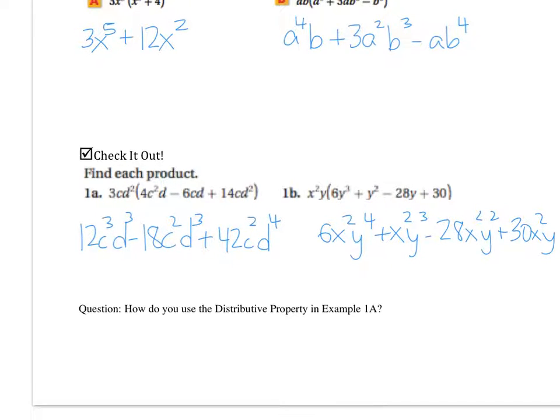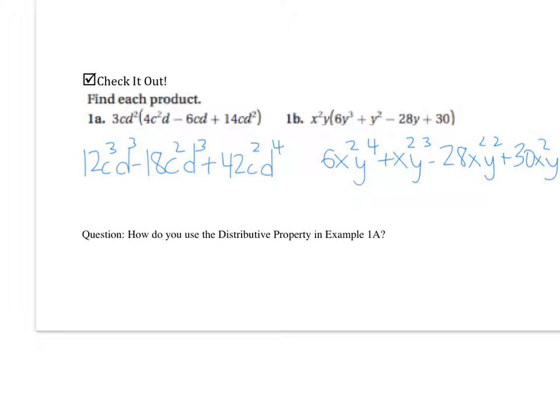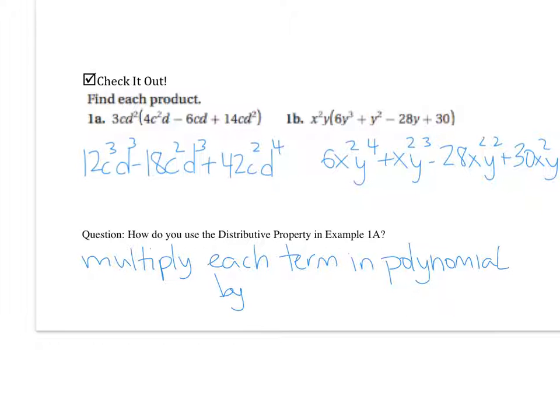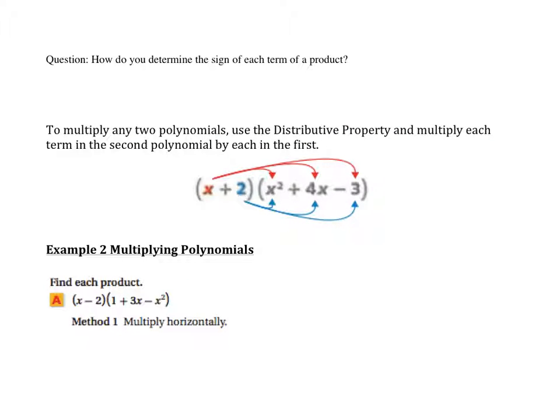So how do you use the distributive property? Like in example 1a, you multiply each term in the polynomial by the monomial. How do you determine the sign of each term of a product? Well, you multiply 2 positives and you get a positive. You multiply a positive and a negative, you get a negative. Multiply 2 negatives, you get a positive.